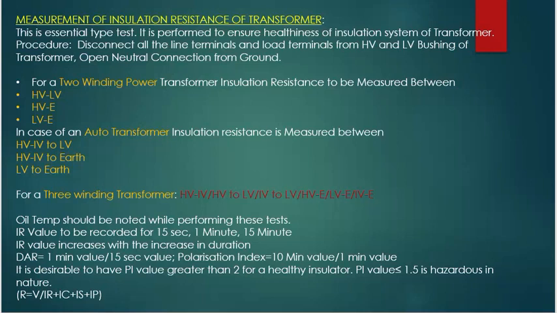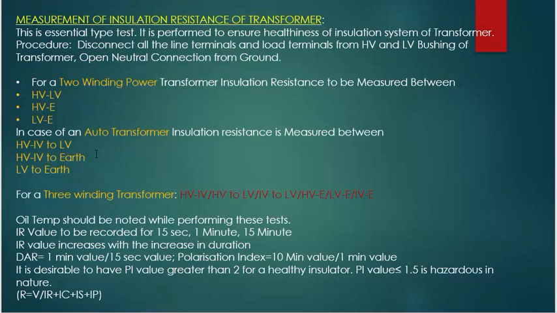To do this test, disconnect all the line terminals and the load terminals from the HV and the LV bushing of the transformer under test. Open its neutral connection from the ground. For low voltage or medium voltage transformers, this test is done with a 500 volt to 1000 volt insulation tester. The insulation tester can be hand operated, which is popularly known as a Megger, or it can be a digital insulation tester.